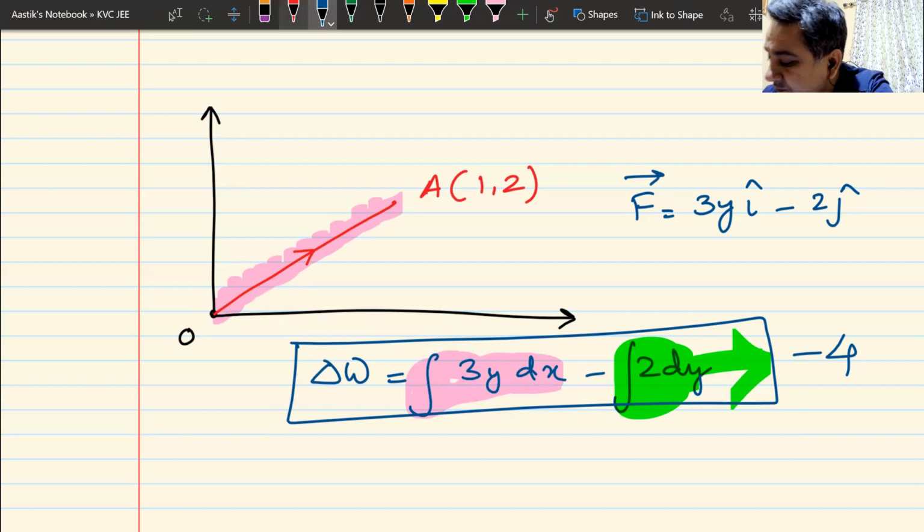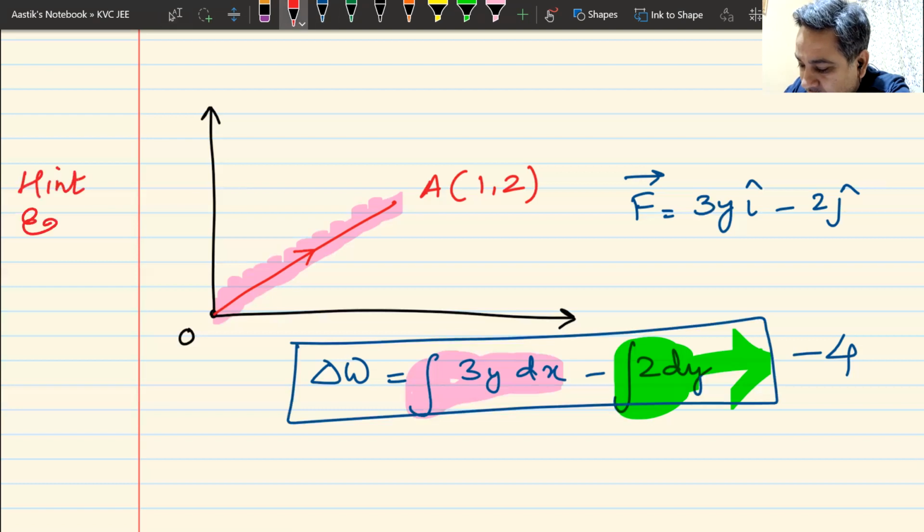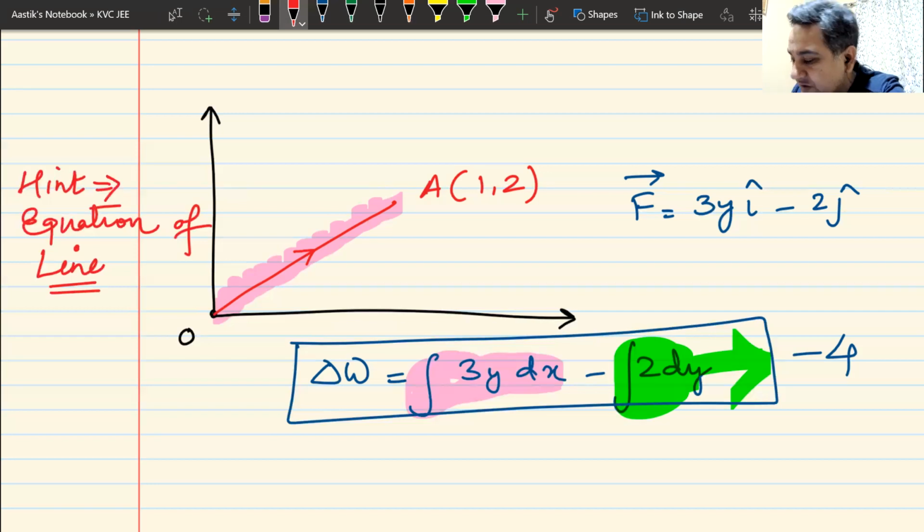Okay, I give you a hint. Hint: equation of line. That is the hint. Equation of line. What line, which line, God knows. You have to think about the equation of line. What is the equation of line? Which line, what line? You must put your head to it. Otherwise, I will better solve the entire question. So that is a hint.